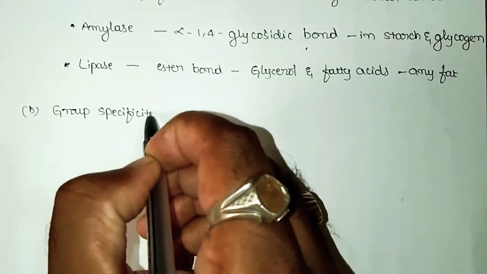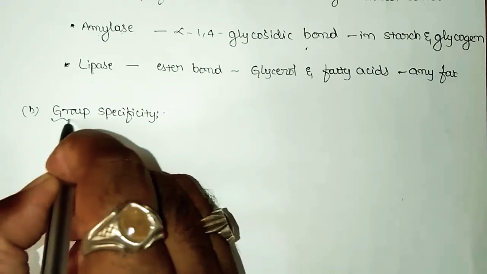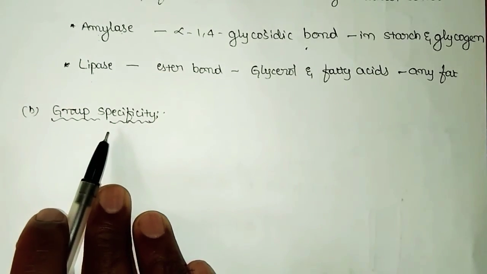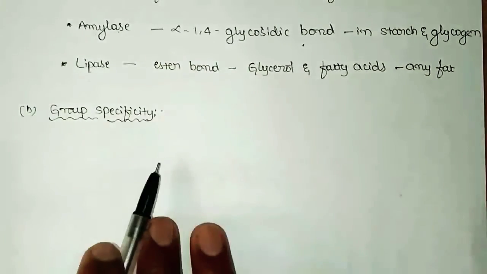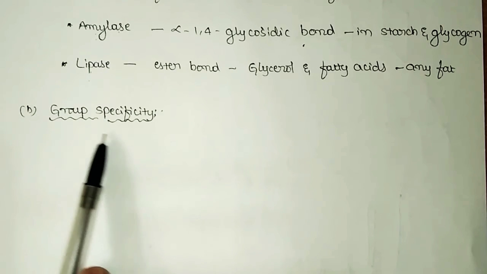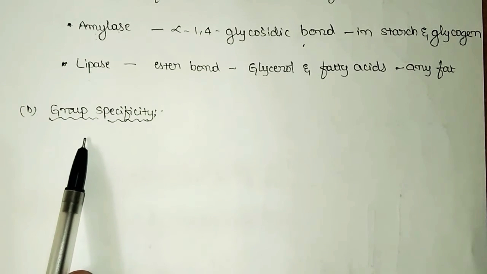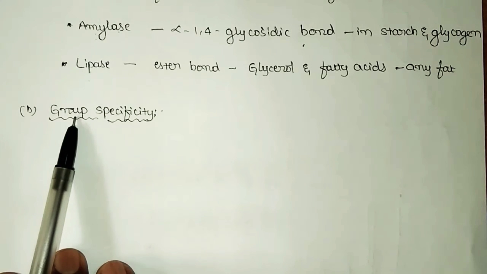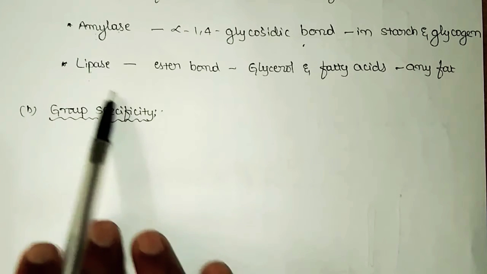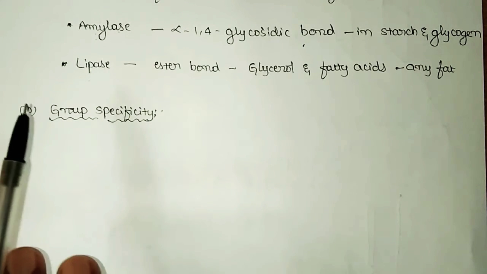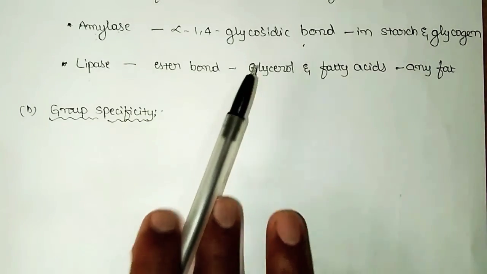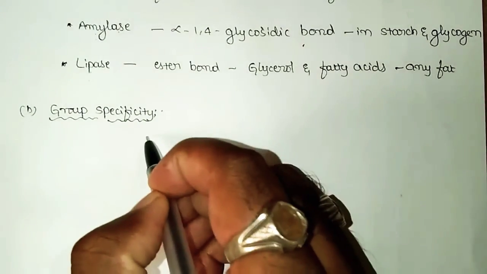Group specificity. The name itself tells you this is the specificity shown by the enzyme molecule on a group. That means now the second specificity under substrate specificity is group specificity. The name itself tells you this is the specificity shown by the enzyme molecule on a group. That means the enzyme molecule acts only on molecules that have specific functional groups.